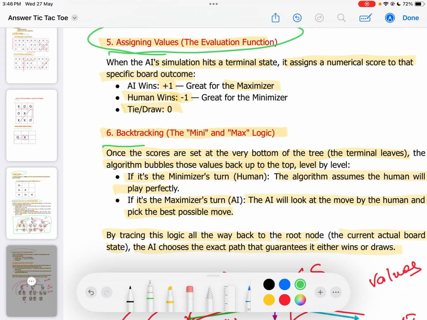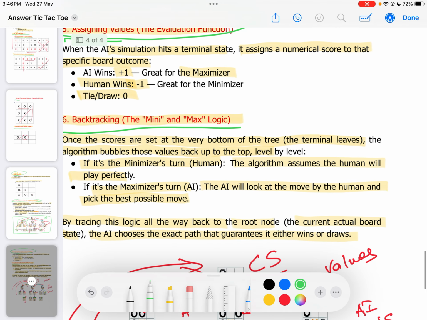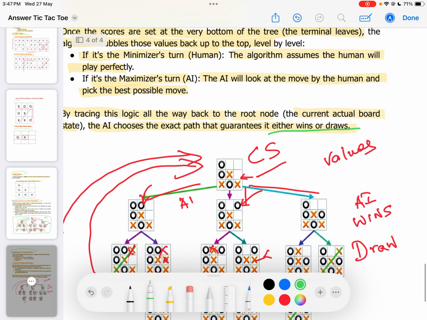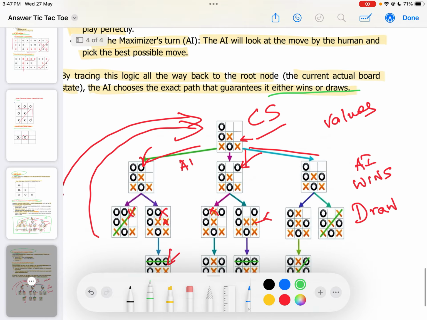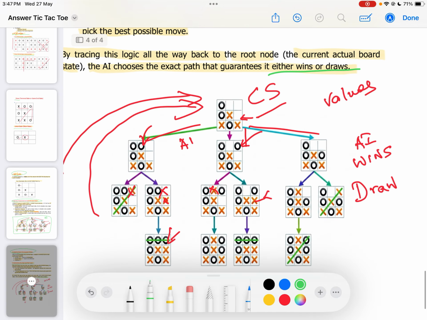Next is backtracking, how it moves back to the current state and, based on how the human plays, chooses the option so that it can win or draw the game. Okay, hopefully you understand. Now this is what the tic-tac-toe game based on AI is. We are not worried about the game, we are worried about how the algorithm works and how it approaches. So you'll have to write all this.